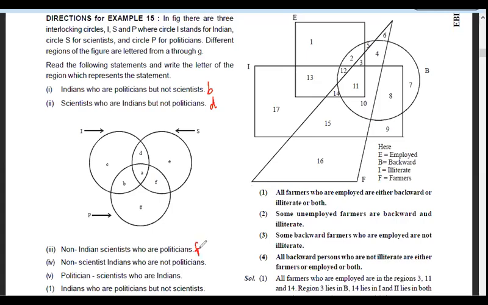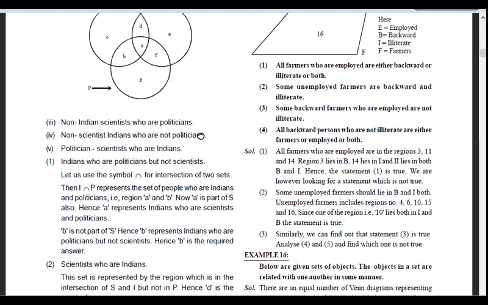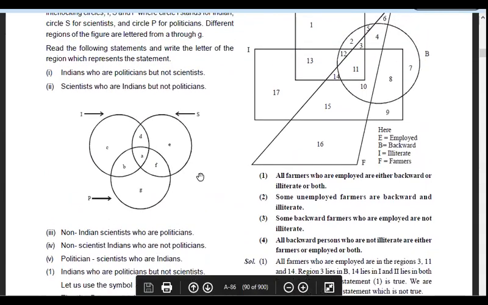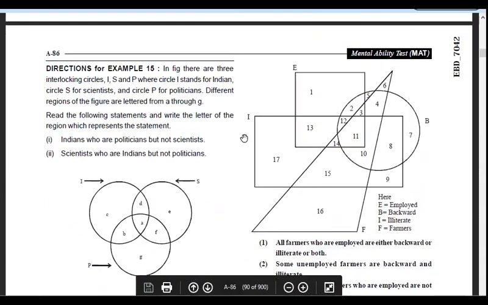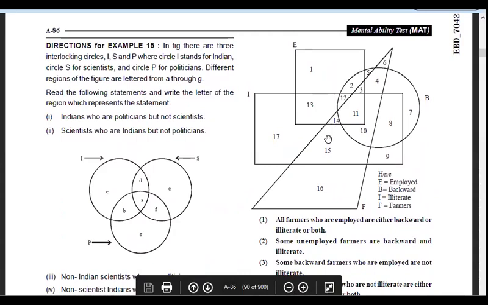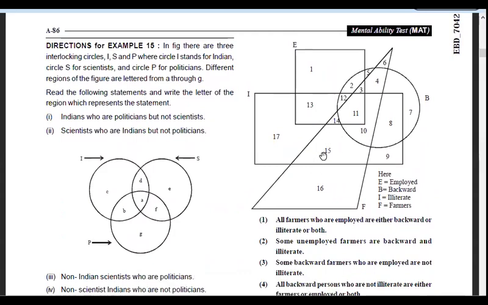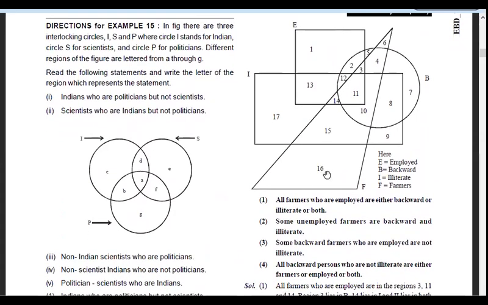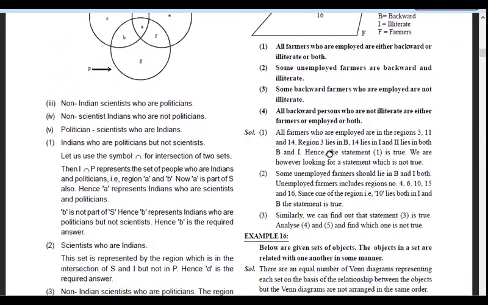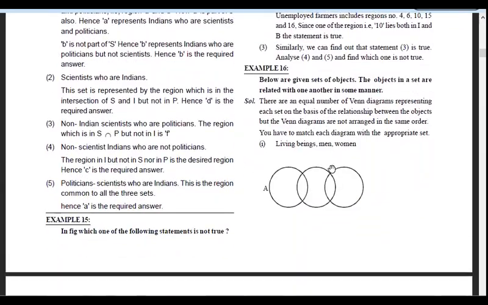So I hope everyone understood how to read a Venn diagram. It's super easy. So this type of problem you can also solve. Okay, very good. So we have discussed this. Now, this is the same. You just have to see what the intersection is and what area is represented by which set. So this is also the same. Right, everyone?